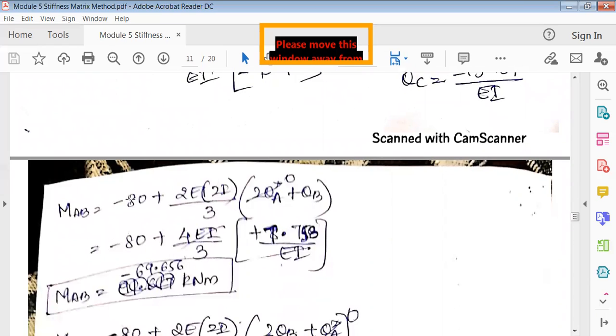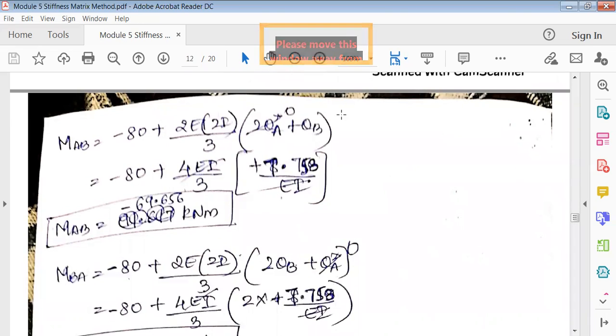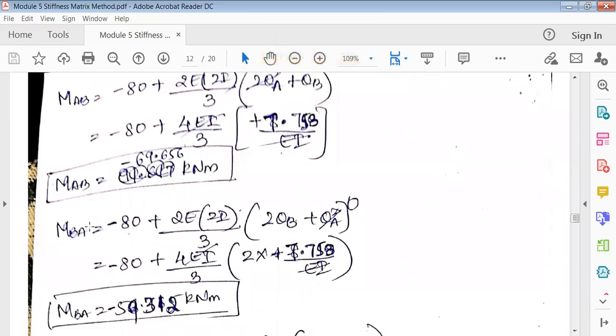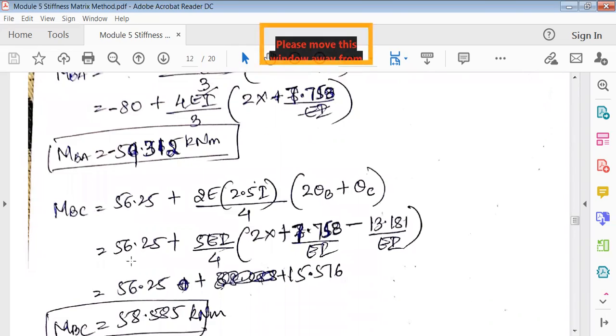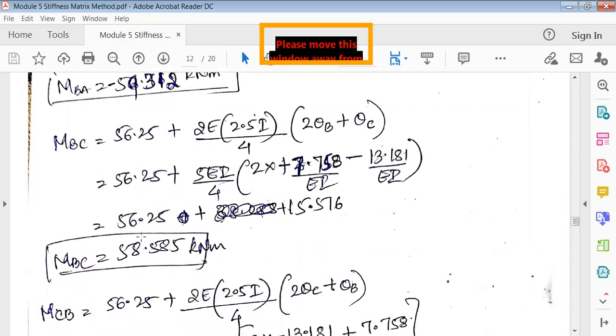So MAB is equal to fixed end moments plus 2EI by L, 2 times theta A plus theta B. You have got the value of theta B, substitute here. Next, similarly, MBA is fixed end moments plus 2EI by L, 2 times theta B plus theta A. Put it back in the equation. Then MBC, fixed end moments plus, here both exist, 2 times theta B plus theta C. So put both the values here and solve.